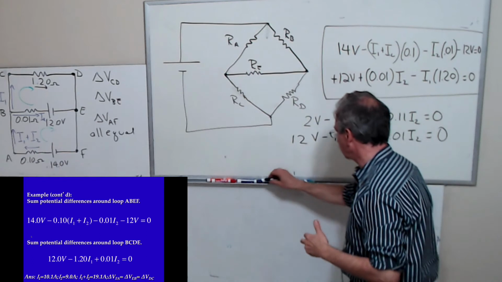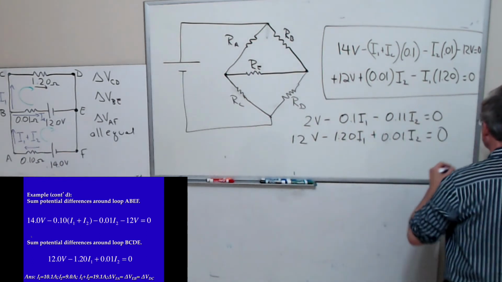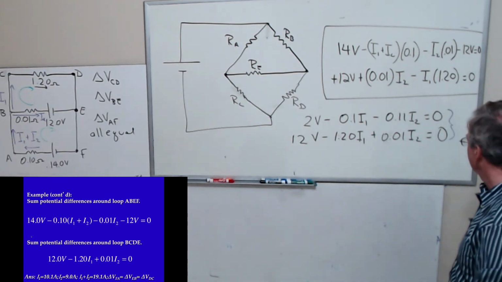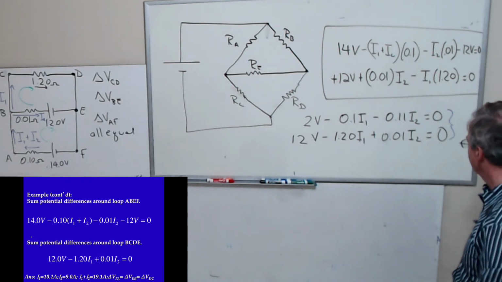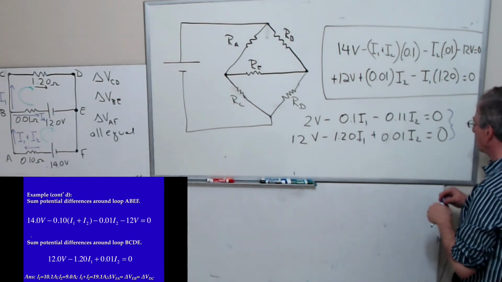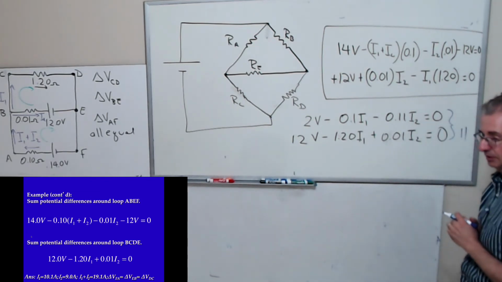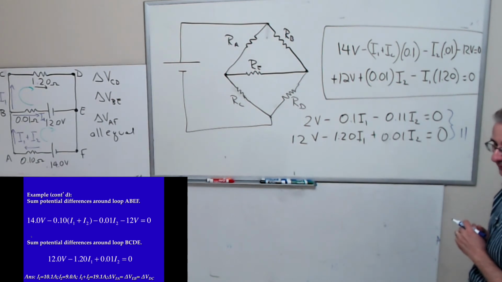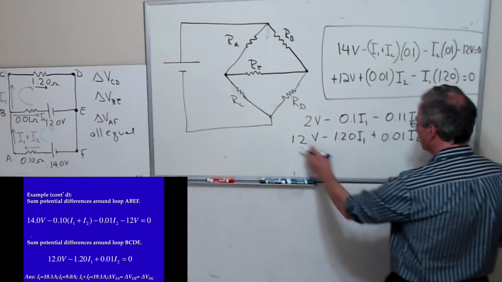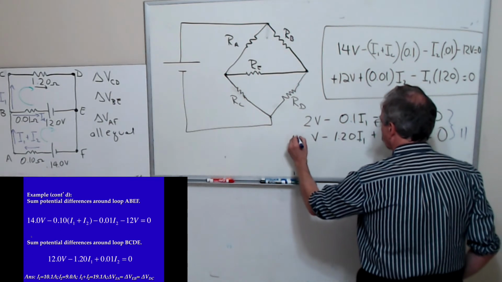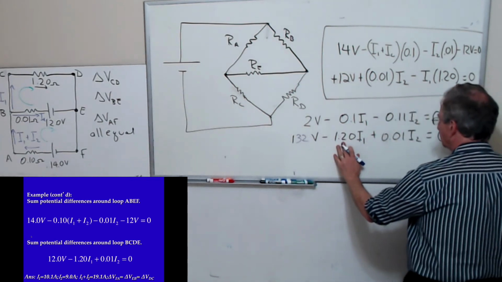So now the next thing I'm going to do is say, okay, I don't want to do substitution. Let's do this. I want to eliminate I2. Can I multiply the bottom equation by 11? Are you okay with me multiplying the bottom equation by 11? Yes? Okay, good. What's 11 times 12? 132. What's 11 times 1.2?